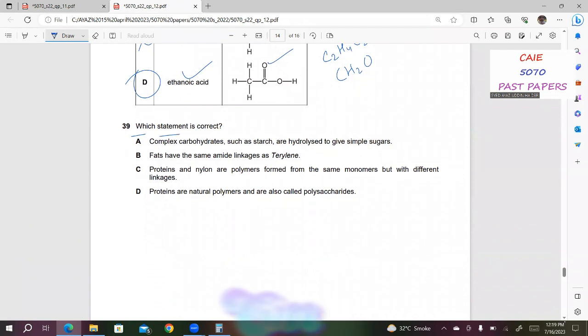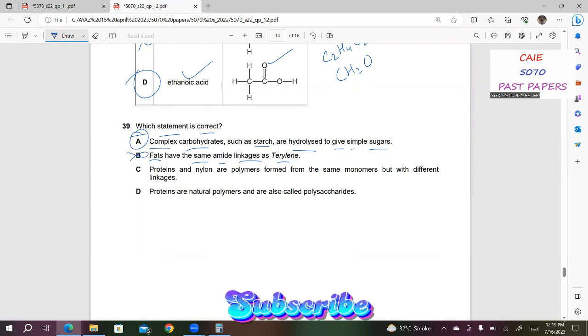39. Which statement is correct? A. Complex carbohydrates such as starch are hydrolyzed to give simple sugars. This is correct. For your convenience, I'm reading the other statements. B. Fats have the same amide linkage as proteins. This is wrong because fats have ester linkage.